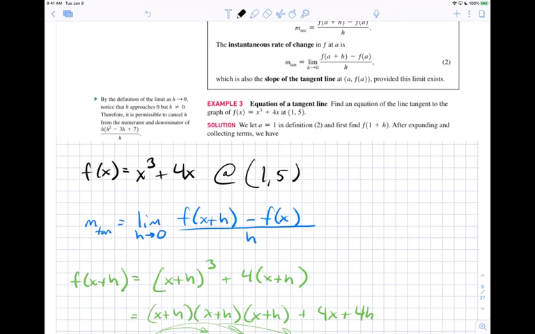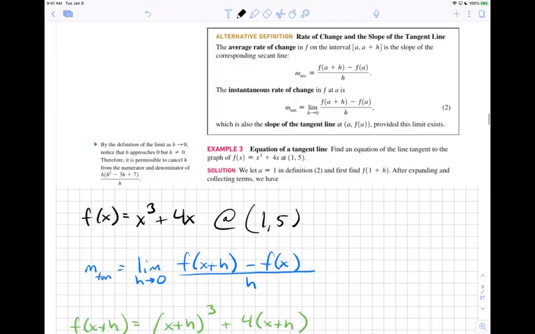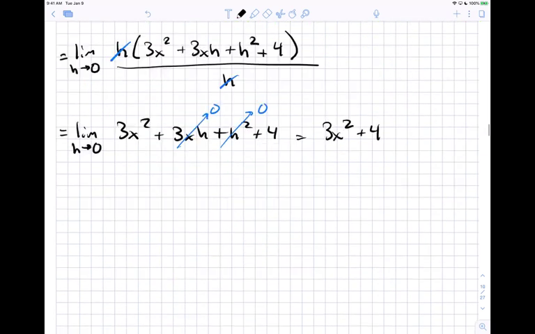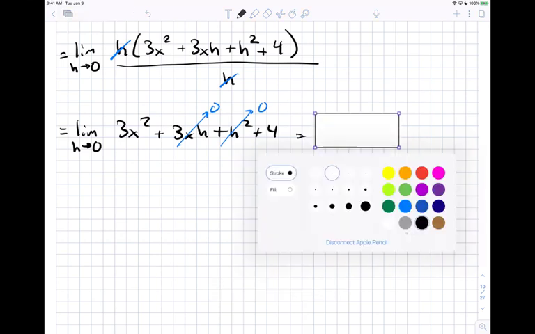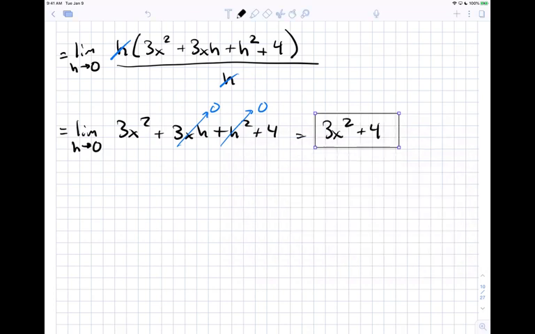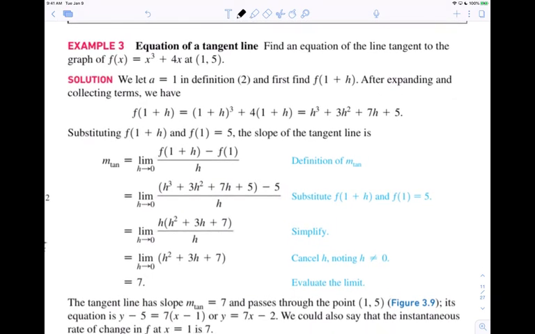We let a equal 1 in definition 2, and first find f of 1 plus h after expanding. Now they did theirs different. I'm going to go with this. Let me look at the original. 3x squared plus 4, 3x squared plus 4. Yeah, we're good. This would be 9. Okay. So let's see how the book did it. They let a be 1 in definition 2, and they first found f of 1 plus h. Substituting that in, yeah, they did theirs different. That's interesting. We did ours different ways.